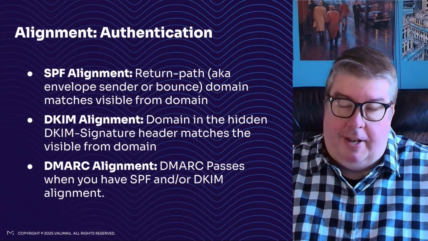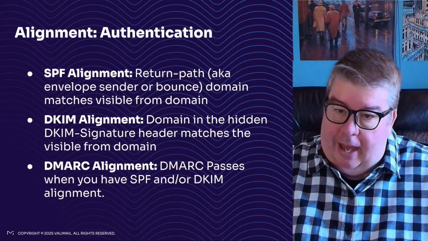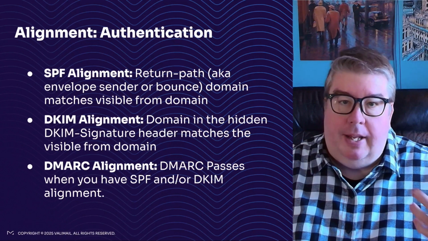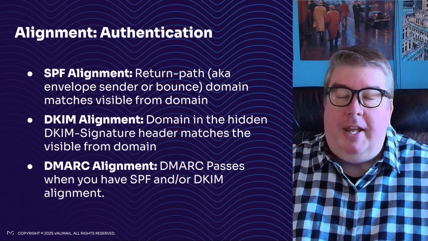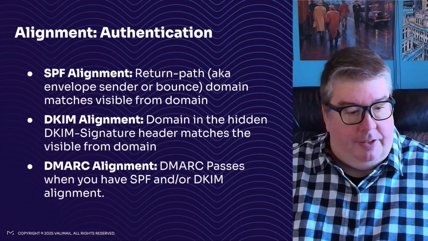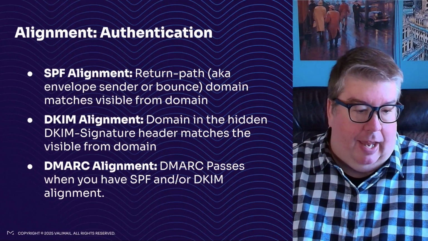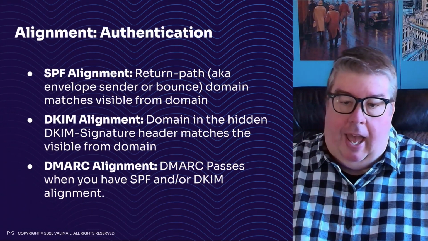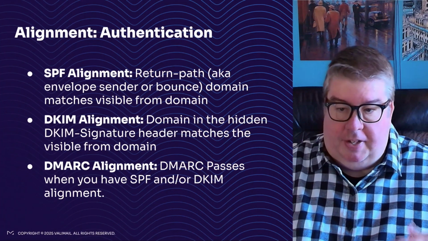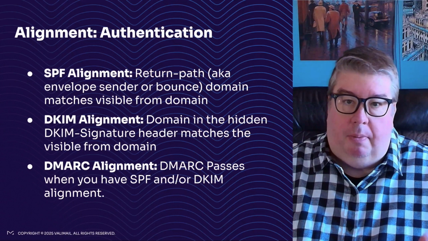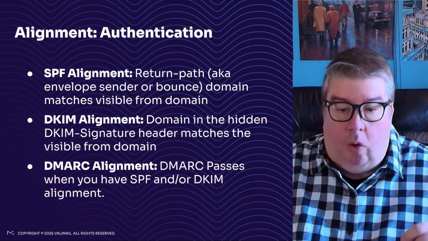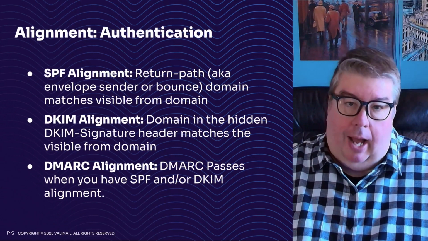Now for SPF, this comes from the return path header, aka the envelope sender, or sometimes they call it the bounce domain. SPF alignment is when the domain in this header matches the visible from domain. DKIM has a hidden header for a DKIM signature. It puts the checksum of that cryptographic signature there so that the receiving mail server can check and ensure that the message was not tampered with after creation. And that also has a domain setting associated with it that says this is the responsible party for that email message. So DKIM alignment is where that DKIM header's responsible entity domain matches the visible from domain. And DMARC alignment is when either or both of SPF or DKIM align with the visible from address.